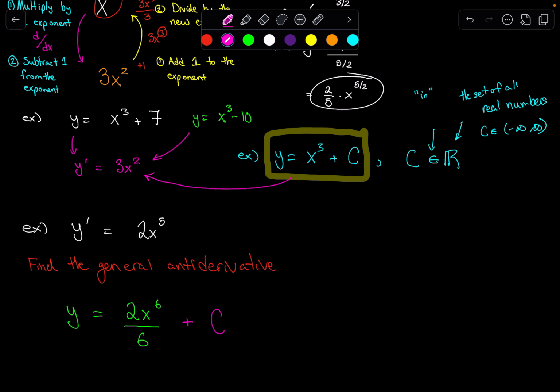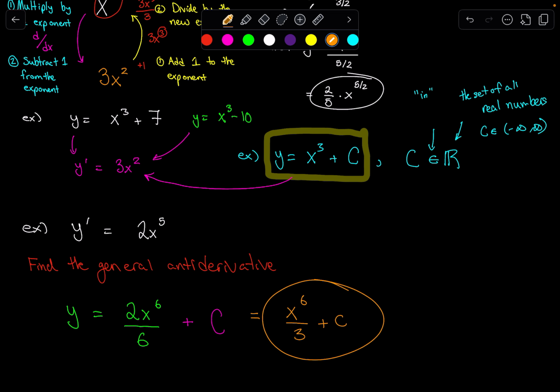right? Like if I take the derivative of this, if we wanted to check our answer going this way, the derivative of this, we could bring down the exponent. The 6 is going to cancel with the 6. We'd subtract 1 from the exponent. We get 2x to the fifth, and the derivative of the constant is just 0. So the general antiderivative here would be 2x to the 6 over 6 plus c, and we could trim that down to be x to the 6 over 3 plus c. I'd say this is a more common way to write this answer. So that's just the way that we go about undoing the power rule.